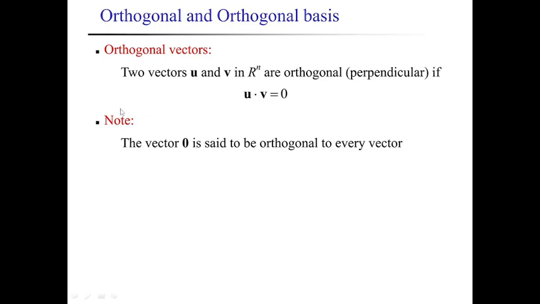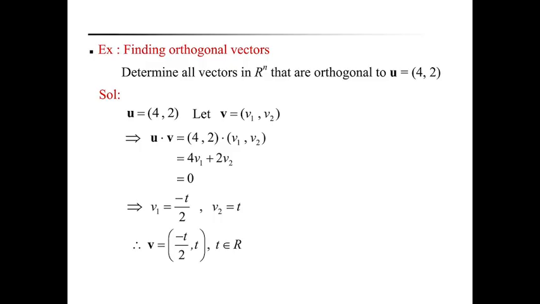Then next we see orthogonal vectors. Two vectors u and v are orthogonal if u dot v is equal to 0. That we already saw. The zero vector is said to be orthogonal to every vector, because 0 into any vector equals 0. Therefore we say that the zero vector is orthogonal to every vector. Finding orthogonal vectors: here is an example.